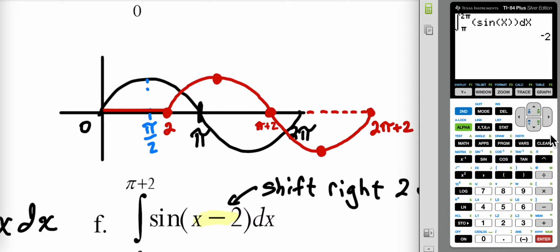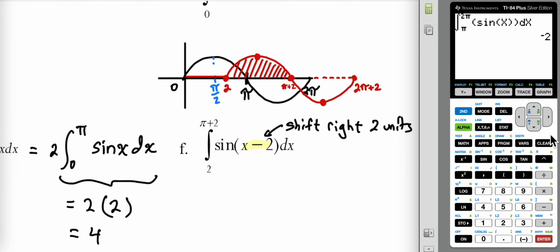So what this is telling me is to find this area. Same graph though, just shifted. So whatever the area was before is what it's going to be now, and that area is equal to 2.